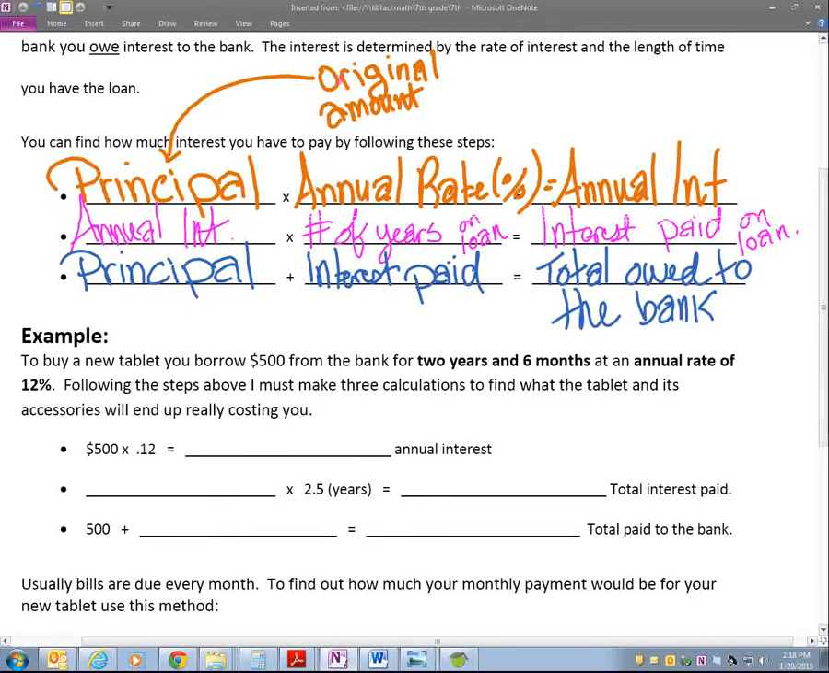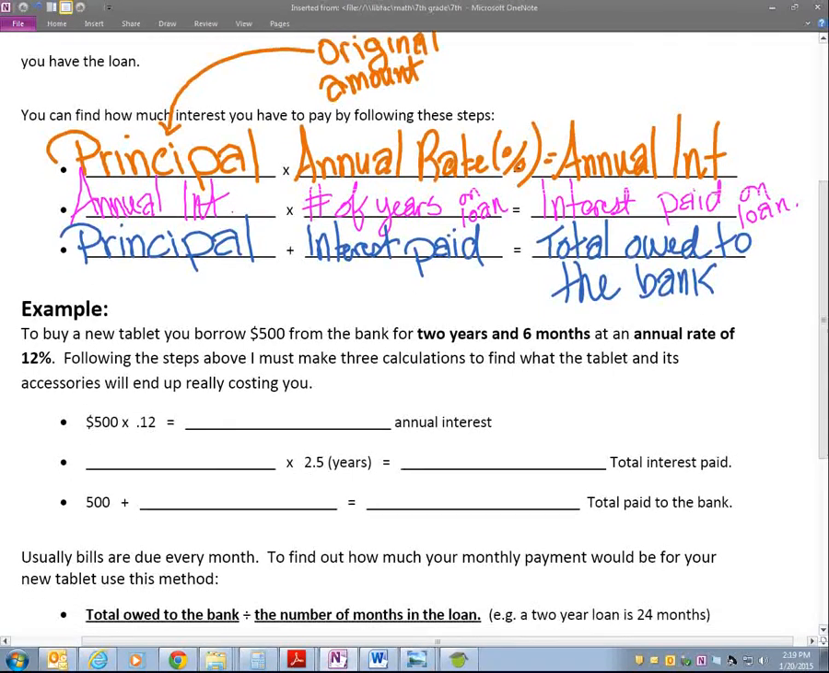Following the steps above, I make 3 calculations to find out what the tablet and accessories will end up costing me. Because you've got a sibling and you want to put a case on it, in case they decide to download that app and somebody steps on it. You guys hear about that? No. It's a fake app in the App Store where it was a scale and people were standing on their iPads. My cousin did that.